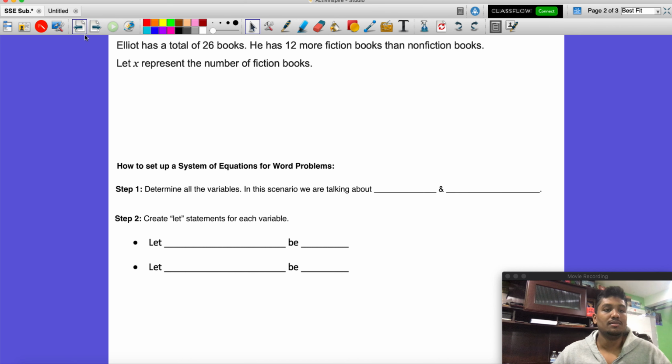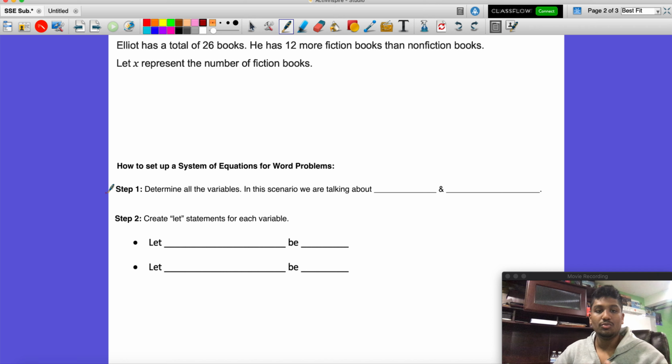The first one is going to be: Elliot has a total of 26 books. He has 12 more fiction books than non-fiction books, and they're telling us that we're going to represent the number of fiction books using the letter X, right?